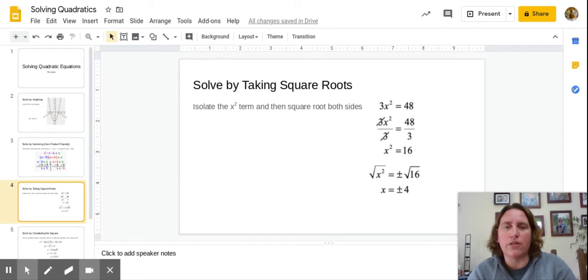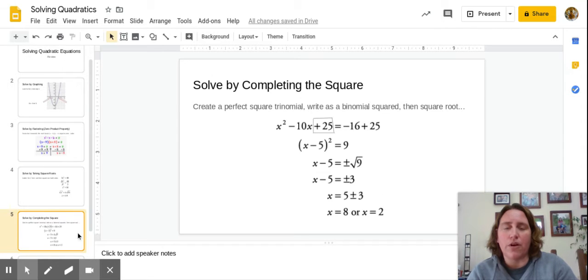The third option that we talked about was solving by taking square roots, in which case there can't be just an x term in it. It can only have the x squared term. So we want to isolate that by addition, subtraction, division, whatever it is you need to do to get the x squared alone, and then square rooting both sides. Remember, when you take a square root, you should have the plus or minus in front of it.